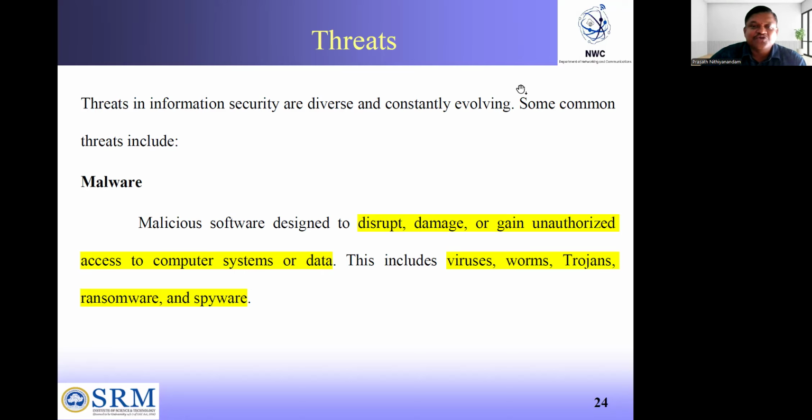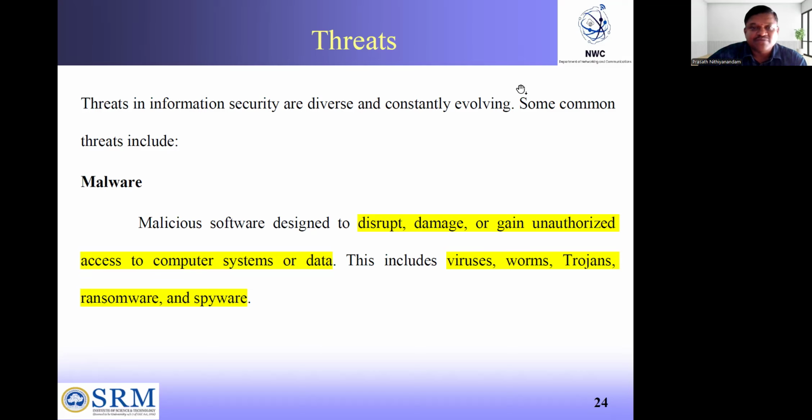Some common threats include malware, phishing, social engineering, insider threats, advanced persistent threats, DDoS attacks, ransomware, zero-day exploits, data breaches, IoT vulnerabilities, supply chain attacks, misconfiguration, and physical security threats. Understanding these threats is essential for developing effective security measures and proactively protecting systems and data. Now, we'll discuss some of the common threats one by one.